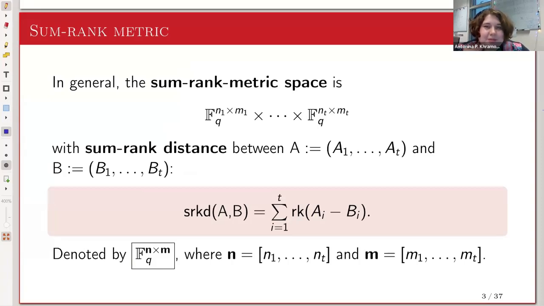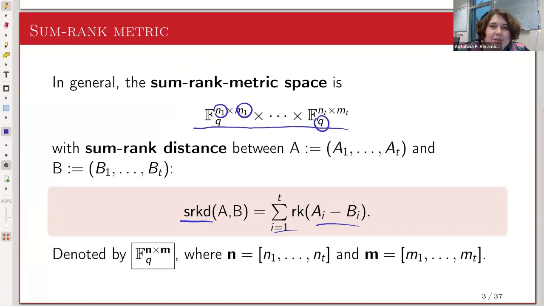So here is the more formal definition. We denote the sum rank metric space with this product. The N_i's and M_i's are the sizes of the matrices. Q is the size of the finite field. And the sum rank metric distance is the sum of ranks between two matrices.